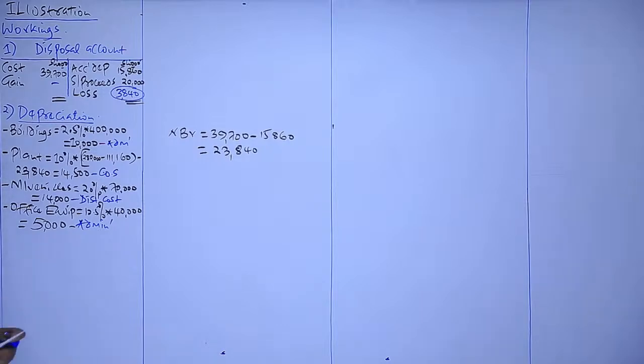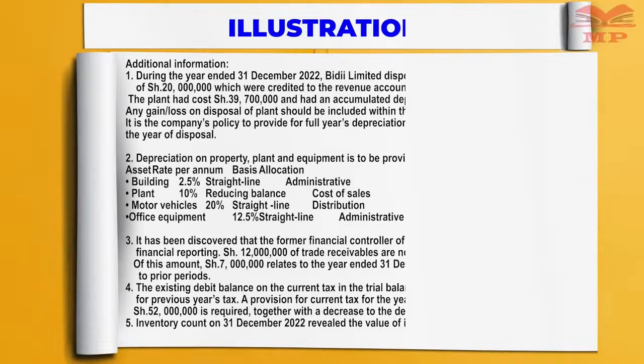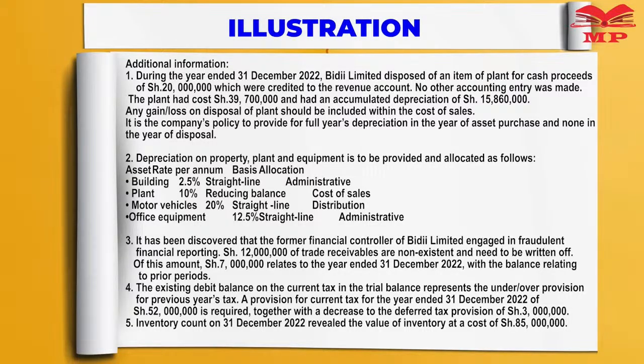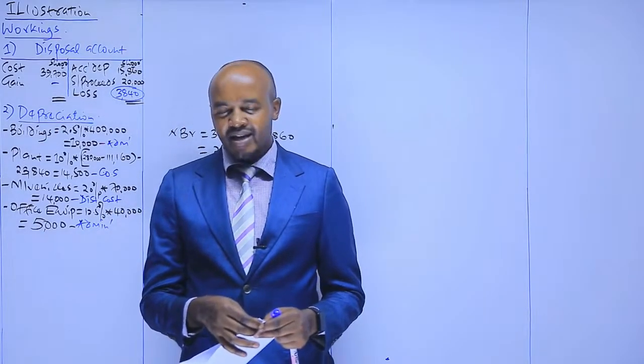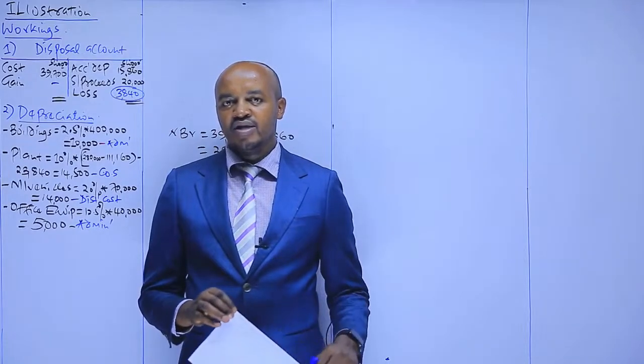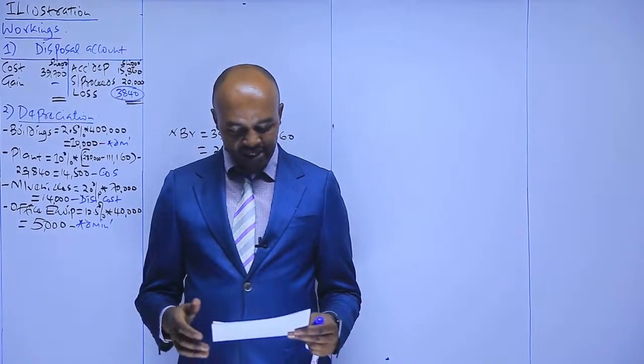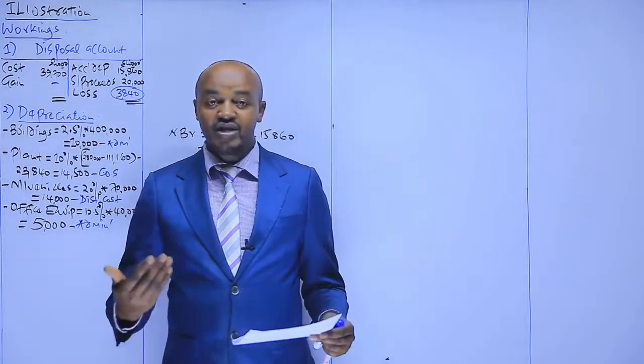Let's move to point number 3. In point number 3, what are we told? We are told that it has been discovered that the former financial controller of BD Limited was engaged in fraudulent financial reporting of shillings 12 million of trade receivables that were non-existent and need to be written off. So basically the former financial controller included in the receivables an amount of 12 million which are non-existent receivables, and therefore they need to be written off.